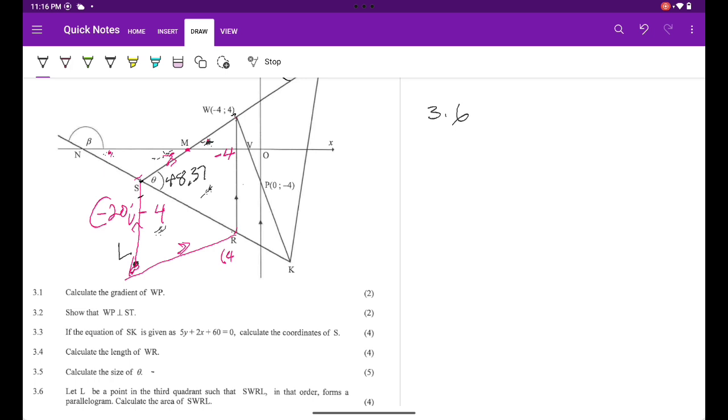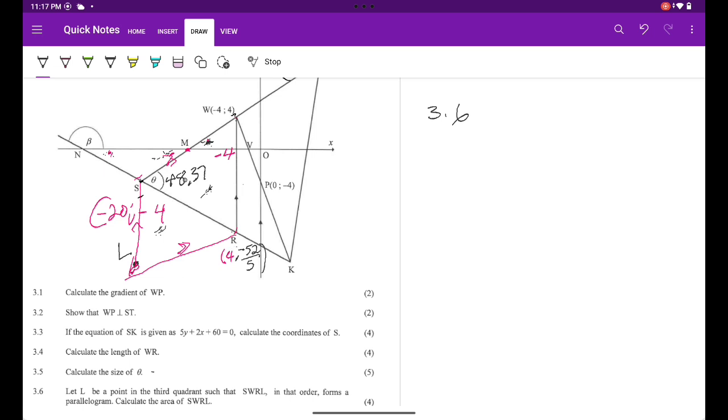Now remember, the coordinates of S is -20 and -4. The coordinates of R, the X value is 4, and we have calculated the Y value in question 3.4. So remember, we have calculated it. We said it's -52 over 5. Let's just write it so that we remind ourselves. All right, so it's 4 and -52 over 5.